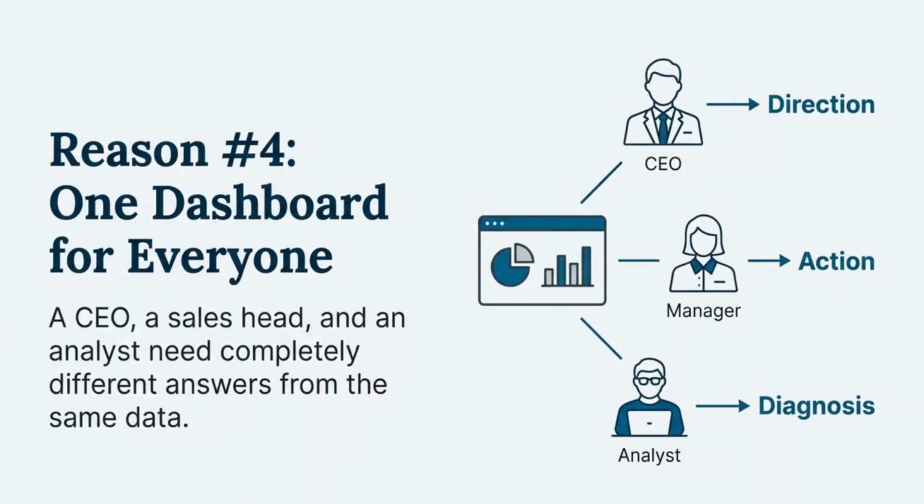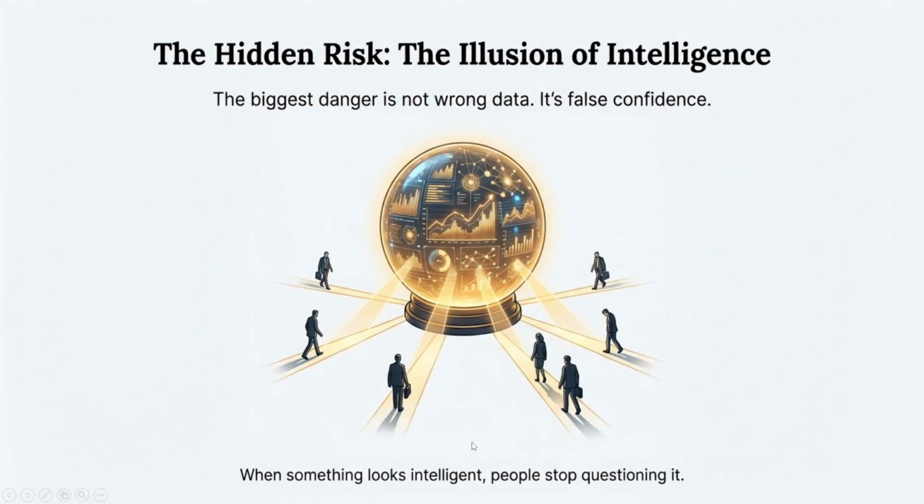Correct? AI fails here only when it doesn't adapt to the decision level, when it doesn't work according to the persona. So that's the biggest challenge.